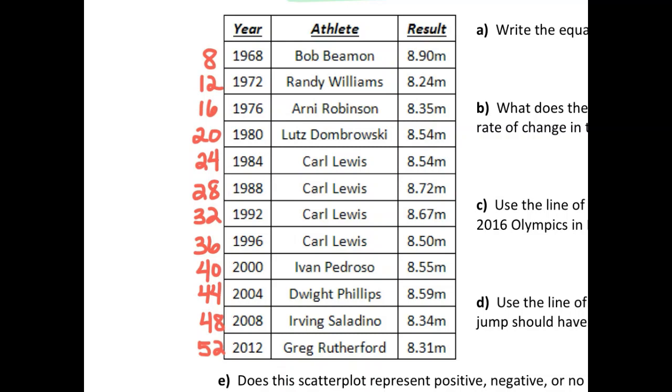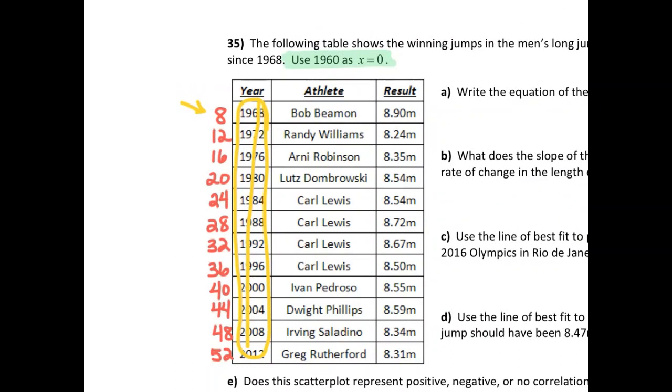When you type these numbers into your graphing calculator, it will change the problem drastically if you use the actual year instead of these numbers that we just computed since 1960. So be careful that you don't forget that part of the problem and convert anything that might be given to you as years. If it says 1960 is x equals 0, make sure that you make those conversions.